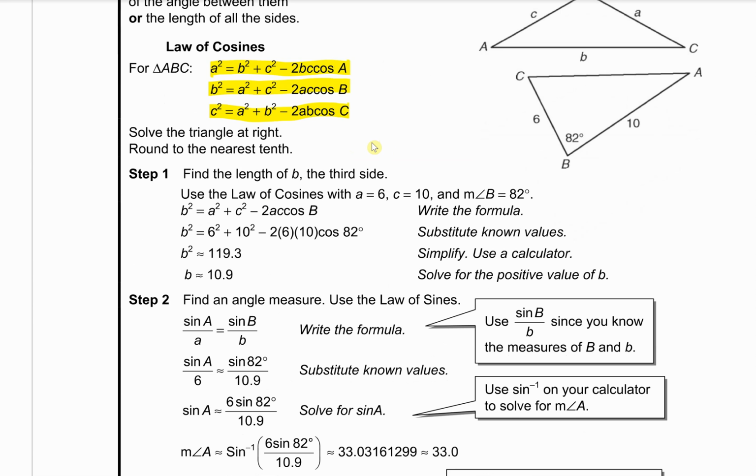So if you do have an angle, like in this example here, we have this angle's 82 degrees and we have the two sides, so we have side, angle, side, basically. You use the law of cosines once, and we're going to use that to find side b up here. So b squared is 6 squared plus 10 squared minus 2 times 6 times 10 cosine 82. Take the square root of the answer, and you get b is about 10.9.